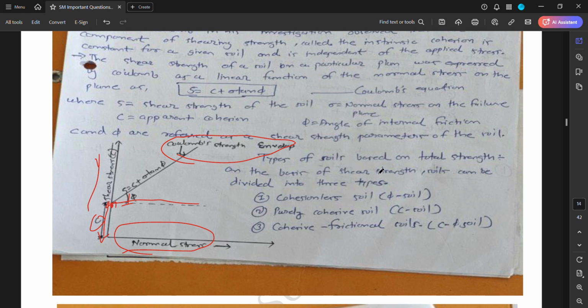Types of soils based on shear strength. On the basis of shear strength, soil can be divided into three categories. First is cohesionless soil, which we call φ soil. Second is purely cohesive soil, which we call C soil, and cohesive-frictional soil is C-φ soil.